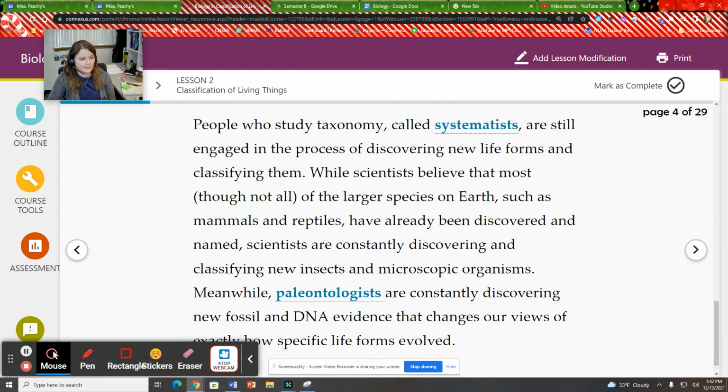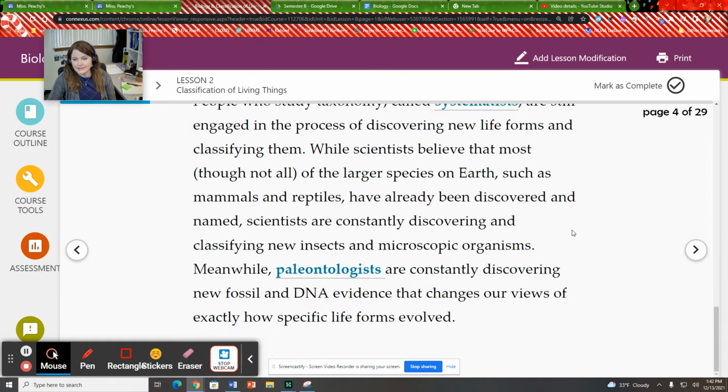People who study taxonomy are known as systematists, also known as taxonomists, which is what I actually learned. And it does say here that today, even though we have pretty much discovered all large species of organisms on Earth, there are lots of smaller things, microorganisms and insects and stuff like that that we are still discovering. So there's a lot of life on Earth that we have yet to discover.